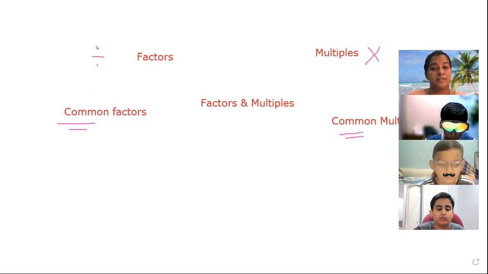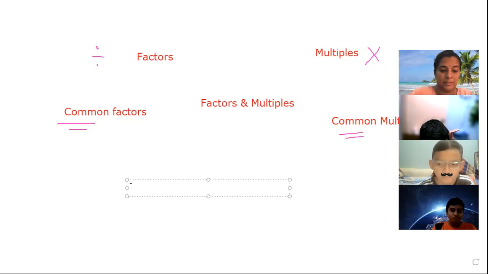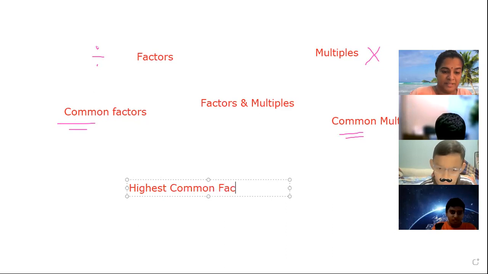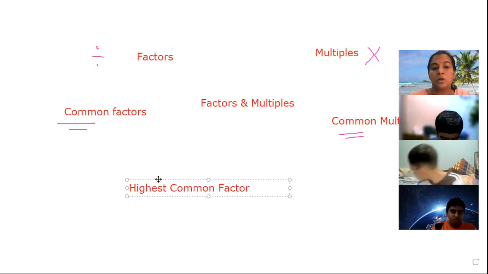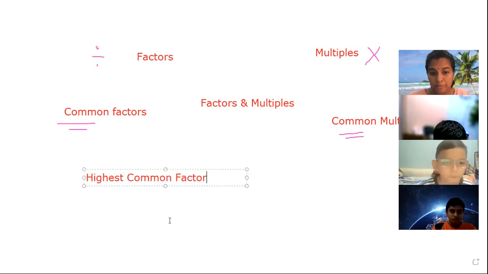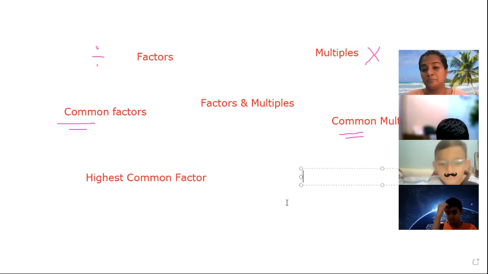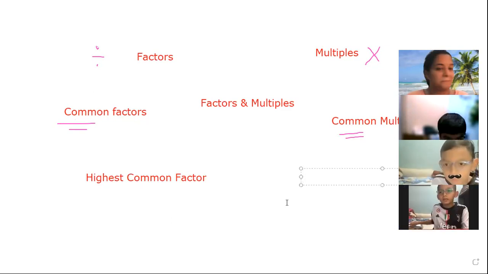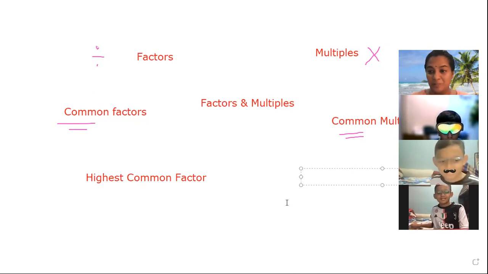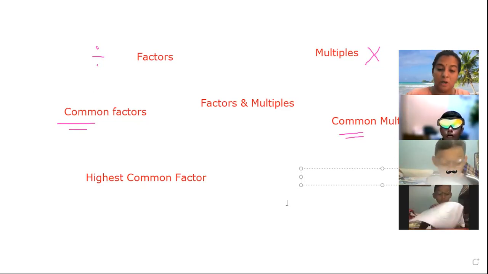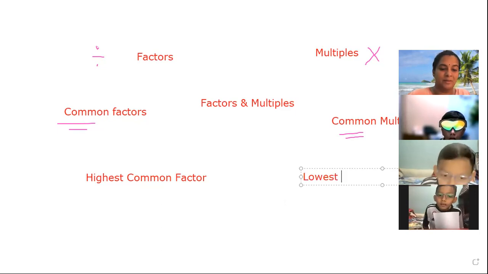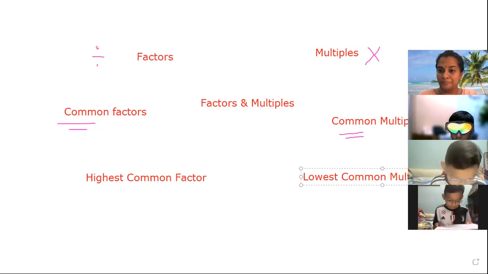Now, after learning common factors and common multiples, the last part here is to learn what we call the highest common factor. I'll tell you why it's called highest common factor and not lowest common factor. And then on the multiple side, there is the lowest common multiple. There is no highest common multiple. We learn the opposite: lowest common multiple.